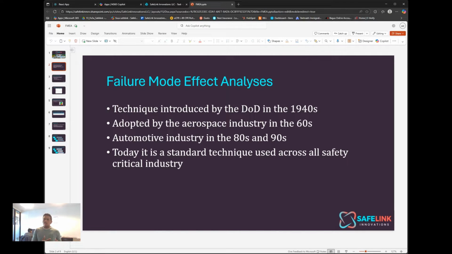Eventually, the aerospace industry adopted this, and towards the 80s, the automotive industry started looking at the aerospace and then started using this for safety critical applications. It's only in like the 90s that the automotive industries kind of standardized this. Today, across all safety critical industries, nuclear, chemical, medical, aeronautical, robotics, this is a standard technique that people use to identify what can go wrong and how can we mitigate it.